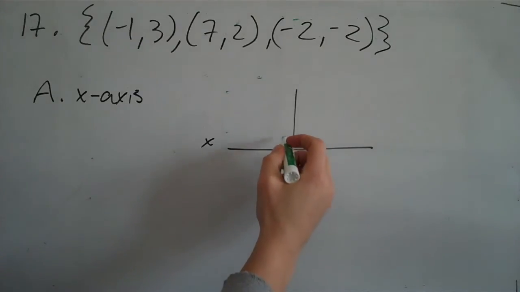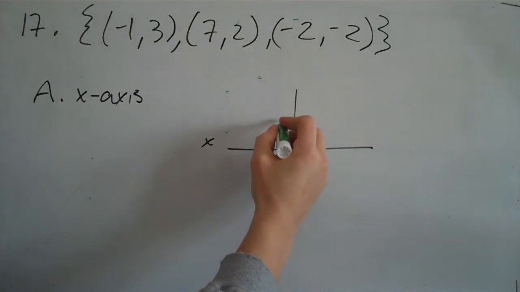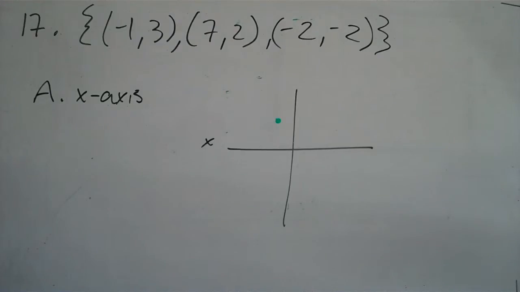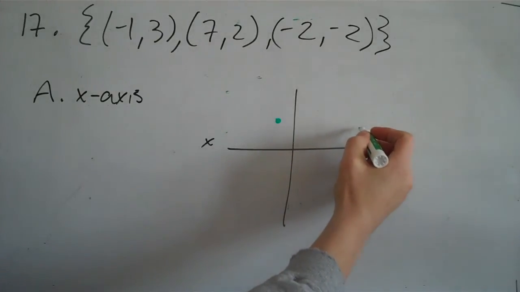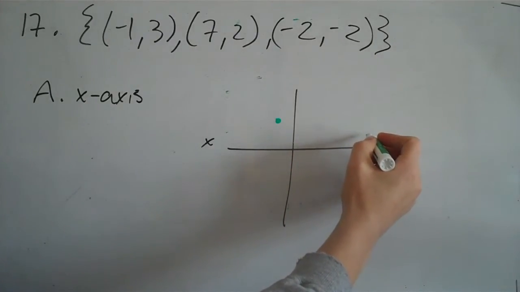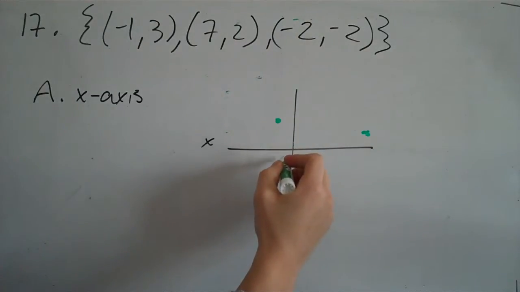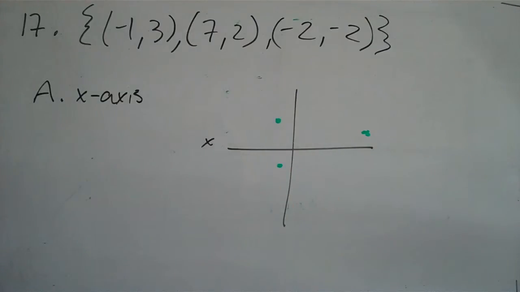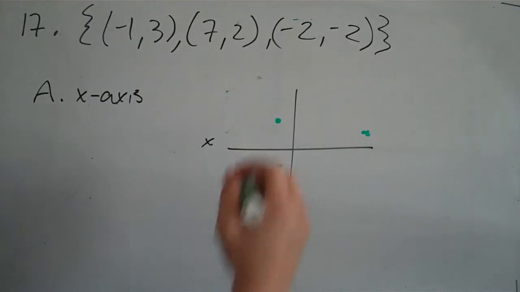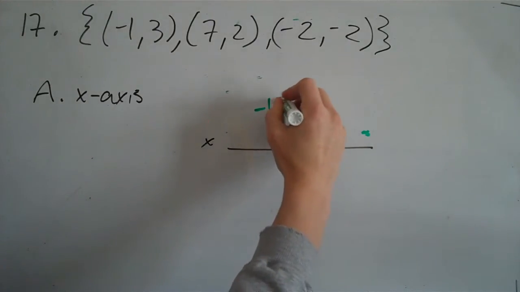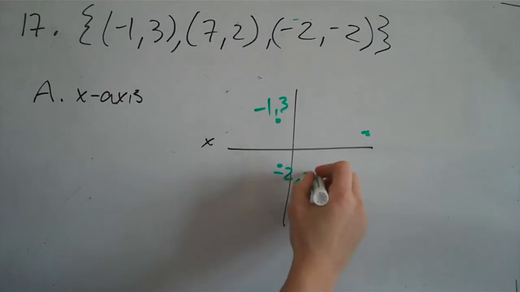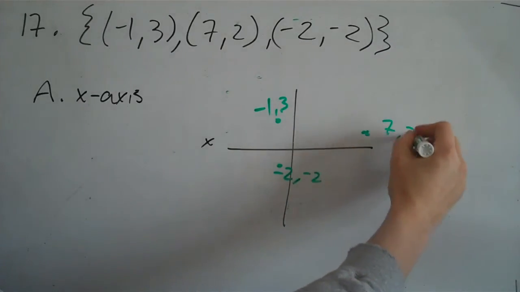So -1, 3 is, we'll just say it's about here. 7, 2 is about, we'll just say it's about here. And -2, we'll say it's about here. So if I'm going to reflect it across the x-axis, here let me label these real quick so I know what I'm talking about here. This is -2, -2, and this is 7, 2.